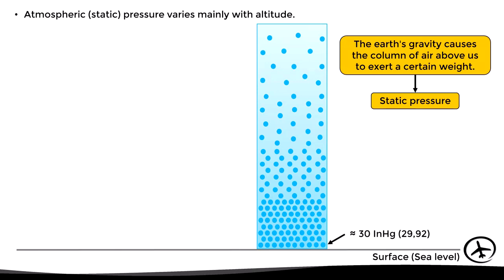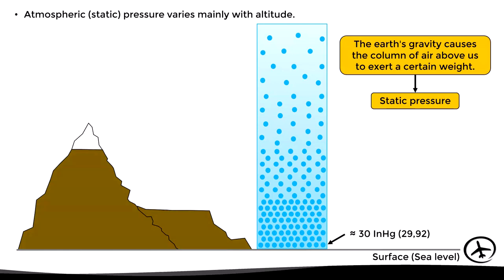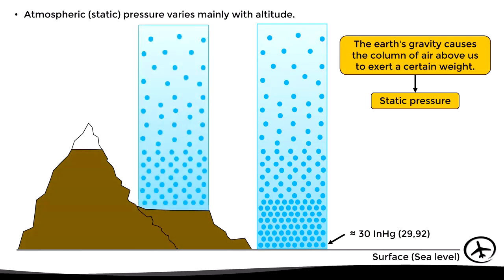To be exact, under standard conditions this is 29.92 inches of mercury, however this value may vary slightly depending on the weather conditions. In this order of ideas, as we climb in the atmosphere, we experience less static pressure. For example, if we climb a mountain, in this case the column of air that we have above is shorter. This means that there is less air exerting weight on us, and therefore the static pressure is reduced.